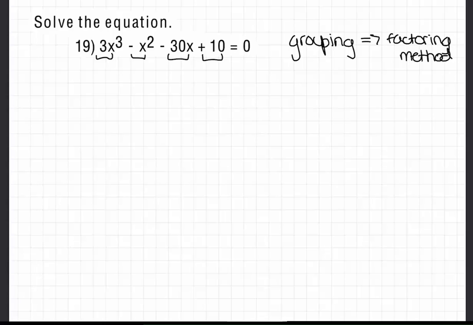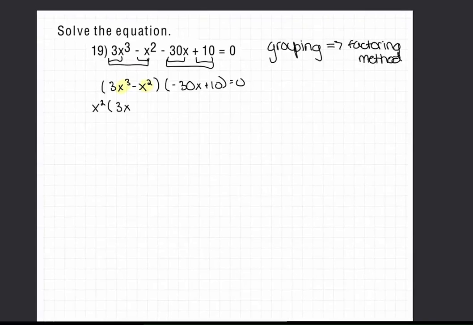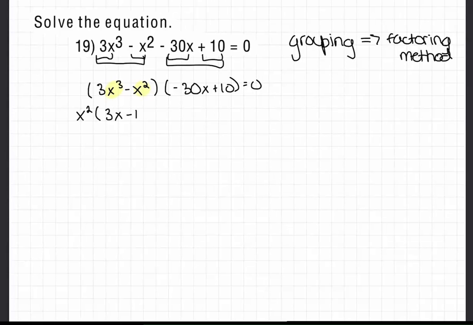To do that, I'm going to group the first 2 terms and the last 2 terms. So we have (3x cubed minus x squared) plus (negative 30x plus 10) is equal to 0. Now we're going to pull like terms out of each set. So looking at the first term, we know that we have an x squared between these. So we can pull out an x squared, which will leave us with 3x minus 1.